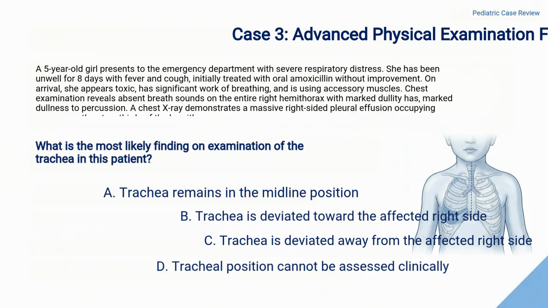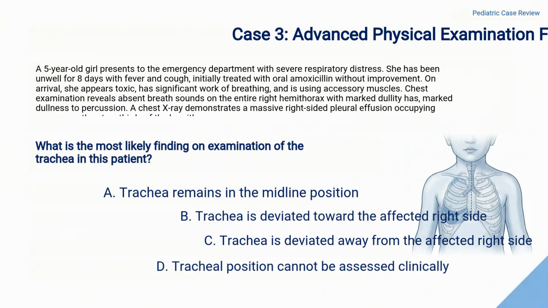Case 3. A 5-year-old girl presents to the emergency department with severe respiratory distress. She has been unwell for 8 days with fever and cough, initially treated with oral amoxicillin without improvement. On arrival, she appears toxic, has significant work of breathing, and is using accessory muscles. Chest examination reveals absent breath sounds on the entire right hemithorax with marked dullness to percussion. A chest X-ray demonstrates a massive right-sided pleural effusion occupying more than 2/3 of the hemithorax.